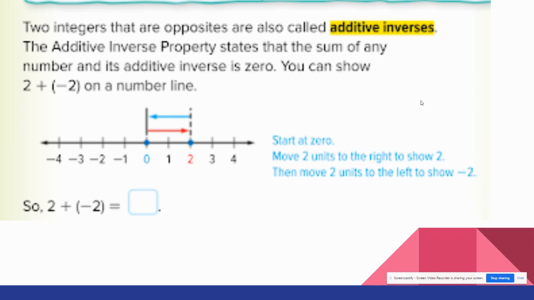Two integers that are opposites are also called additive inverse. The additive inverse property states that the sum of any number and its additive inverse is 0. So that you can see, if you start at 0 and you have 2 plus -2, you're going to go 2 plus -2, and you'll end up back at 0.